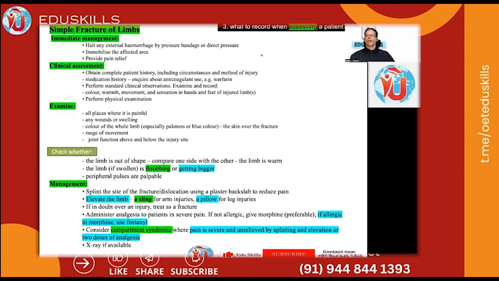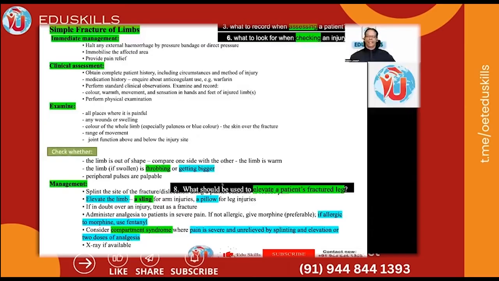Now I'm going into text B, where I think 6 or 7 answers are. What to record when assessing a patient, assessing we know where it is, and what to look for when checking an injury. Checking is a check, the word is there. And 7, other 3rd and 6th from the first part. And 8, what should be used to elevate a patient's fractured leg? What should be used? Elevate the limb.